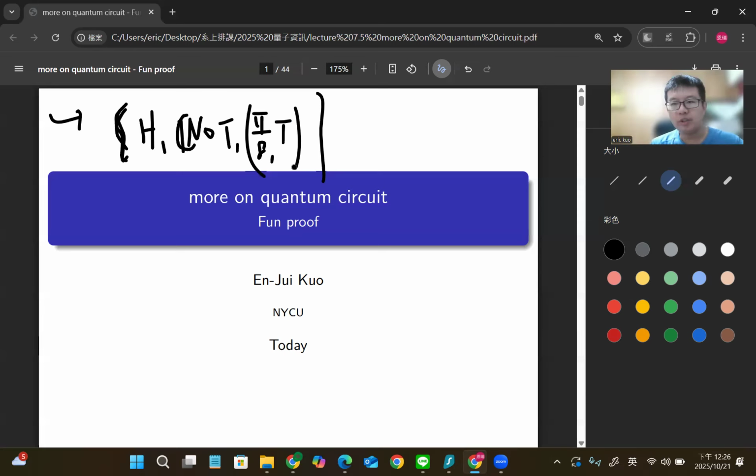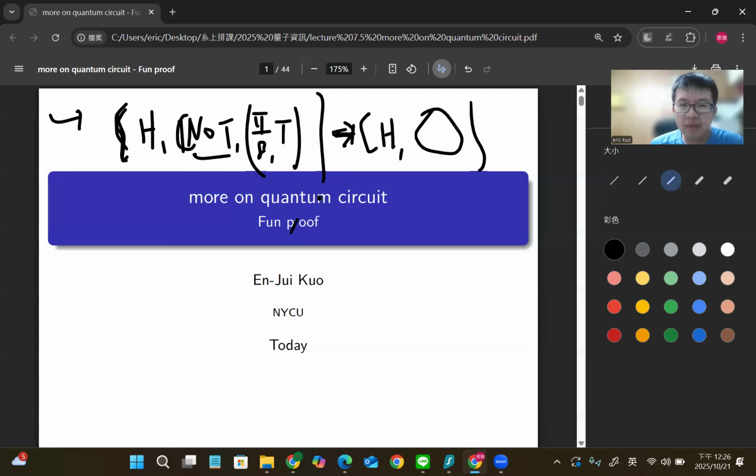We have three gates. Can we further reduce? Because this is two qubit, right? So can we reduce to two of them? Let's say you take some single qubit and some two qubit gate, or three qubit gate. Okay, can we do it?